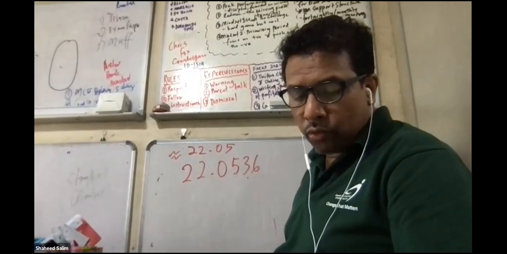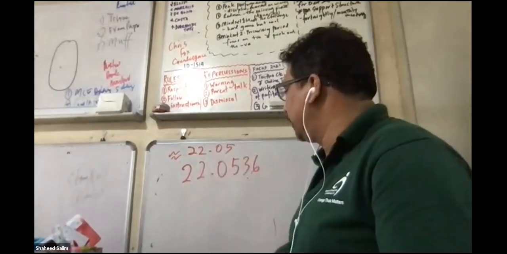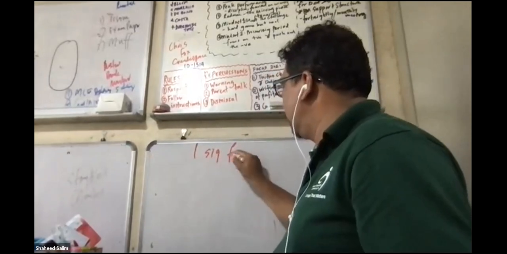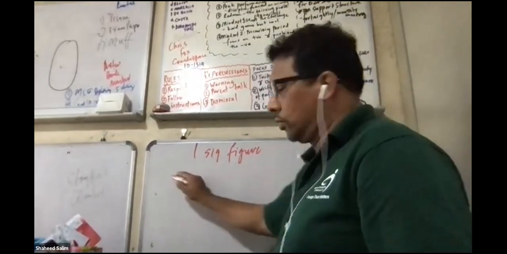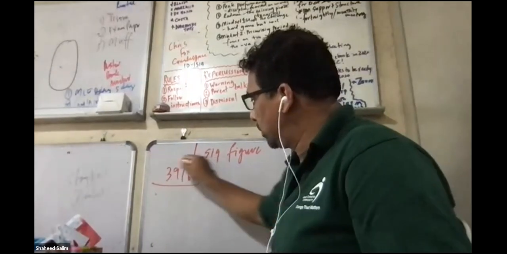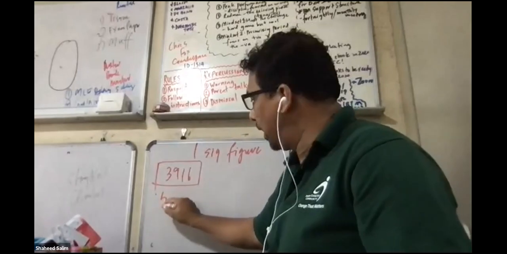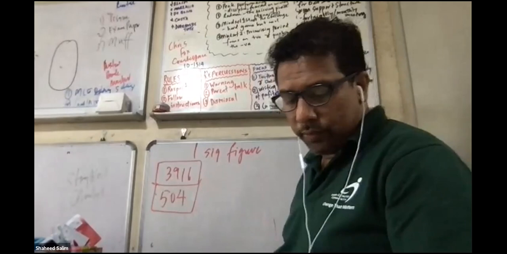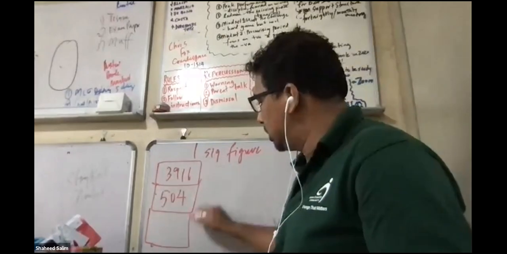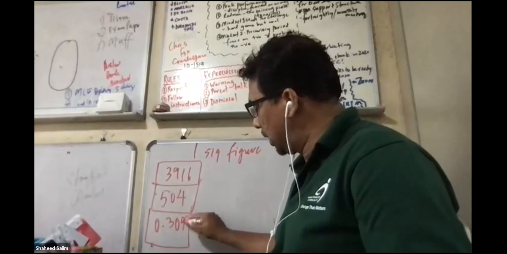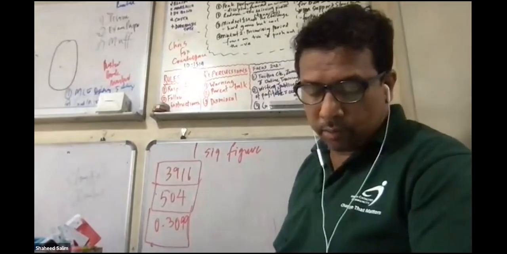Now they want you to round off to 1 significant figure. So let us see. 1 significant figure. You have 3916. You have 504. Can you try that? 0.3099. These 3 numbers, please.